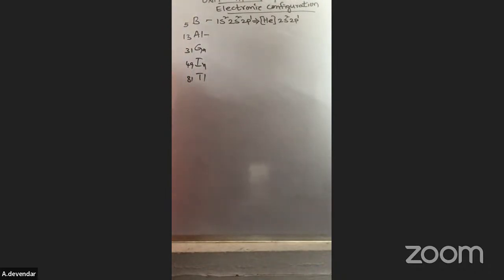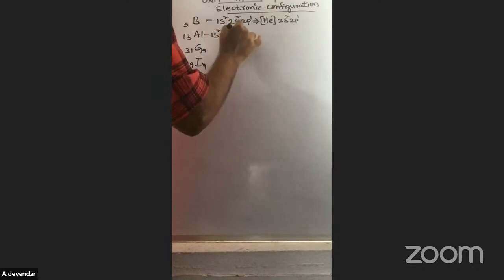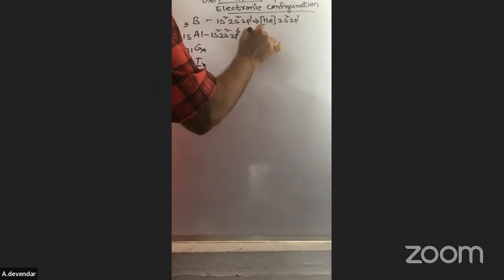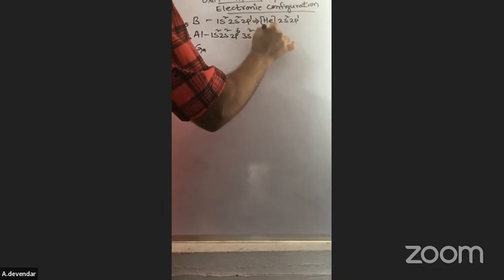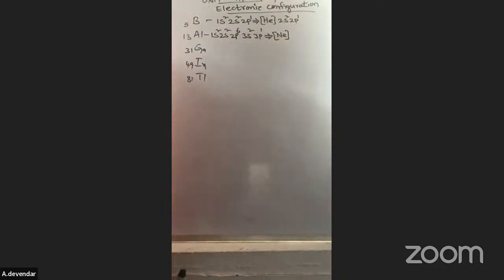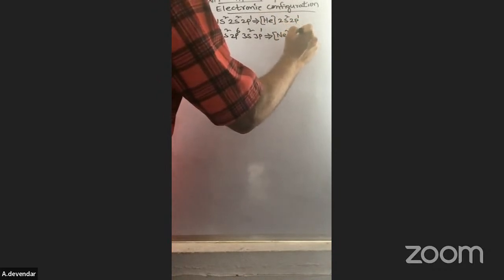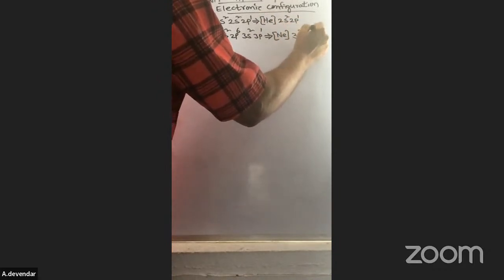In a similar manner, write aluminum completely: 1s2, 2s2, 2p6, 3s2, 3p1. The nearest noble gas is neon, the 10th element in the periodic table, so 10 electrons are over. The remaining 3 electrons belong to 3s2, 3p1.